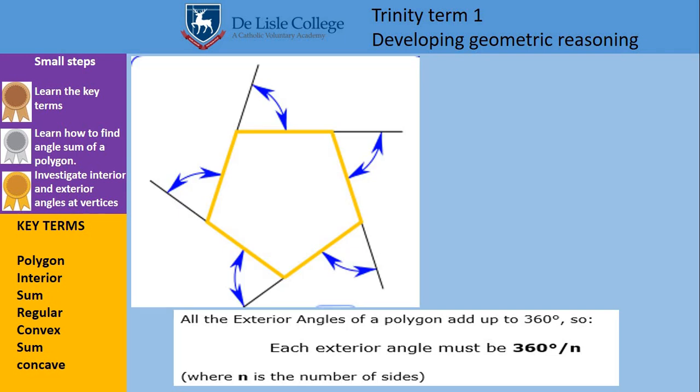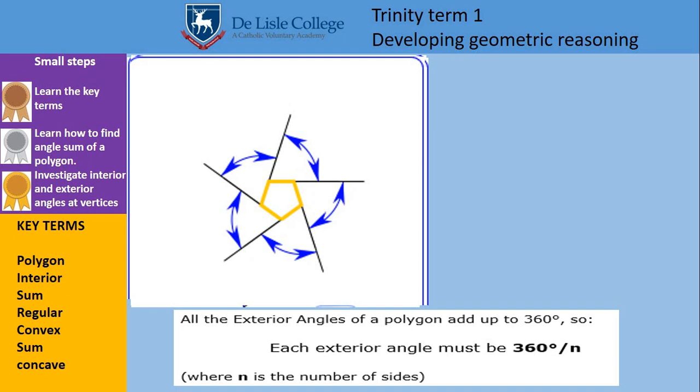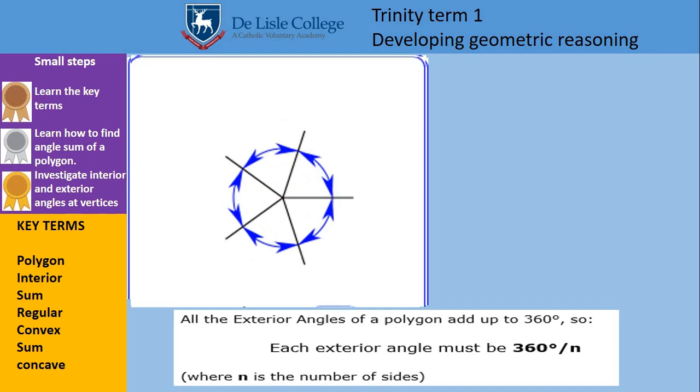Okay, so there is our original polygon, and there we've annotated on our exterior angle. And just watch as the shape gets smaller. You can see that's where the 360 degrees comes from there.